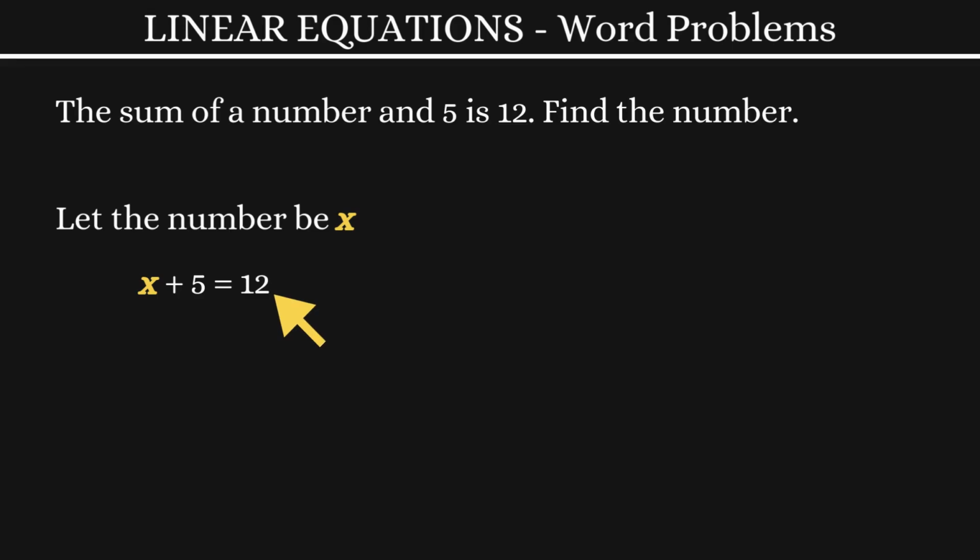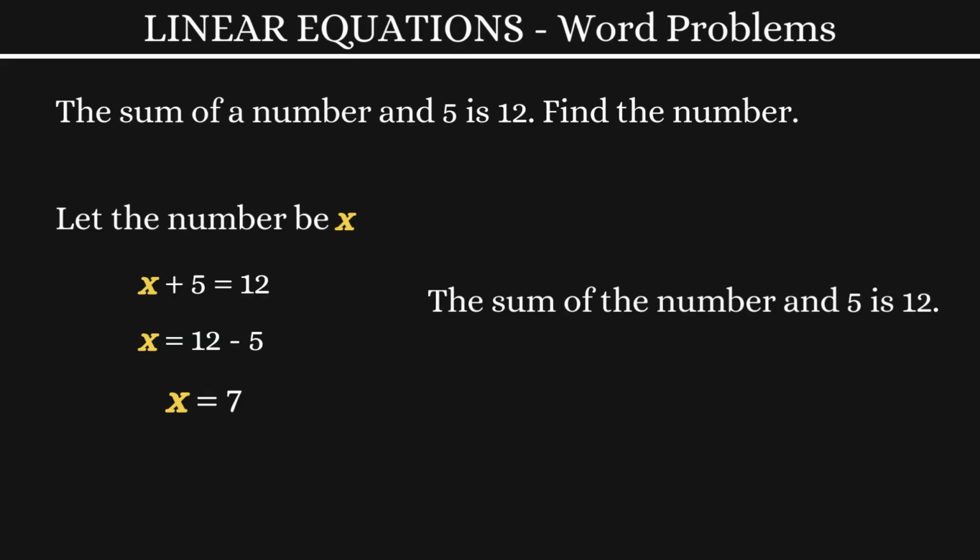Now let's solve it. Moving the 5 to the other side, positive becomes negative. x is equal to 12 minus 5, which is 7. Last step is to check if our answer is correct. Our question states that the sum of the number and 5 is 12. We have found out that the number is 7. So the sum of 7 and 5 is 12. And since this is correct, our answer is right.